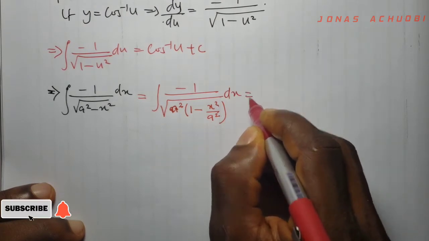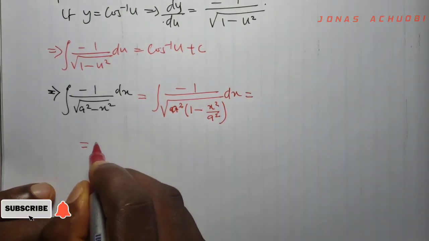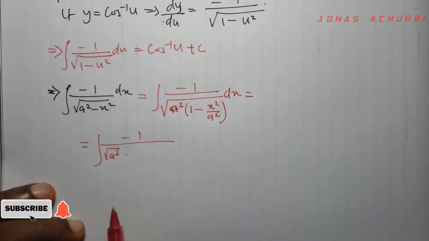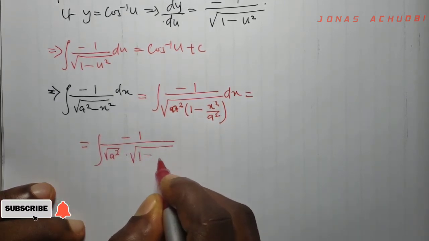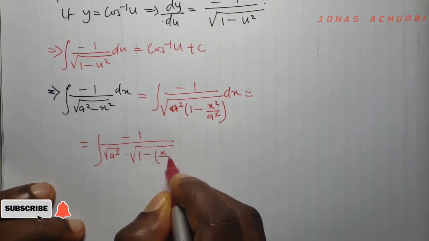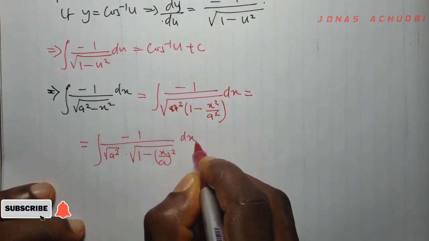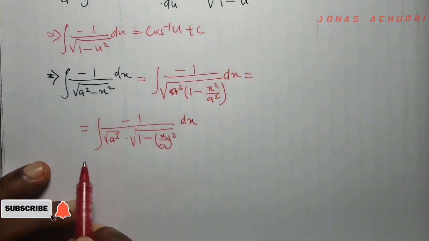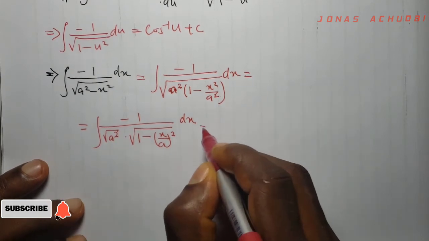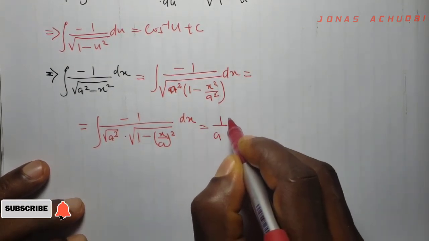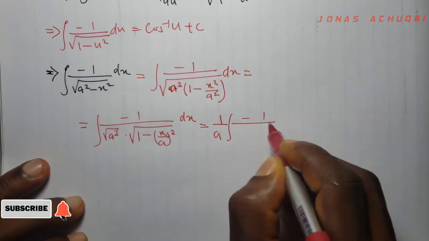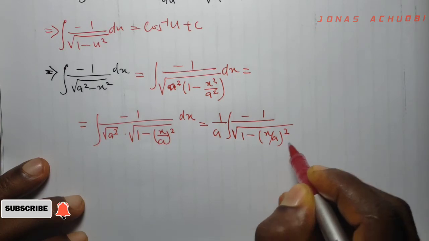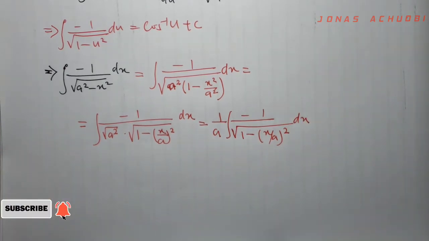So we can split this into 2 by surds, and this gives us the integral of -1 over the square root of a squared times the square root of 1 minus what? I can write this one now as x over a all squared with respect to x. Now we know that the square root of a squared is a. So I can take 1 over a out. So I can write this as 1 over a integral of -1 over the square root of 1 minus x over a all squared with respect to x.